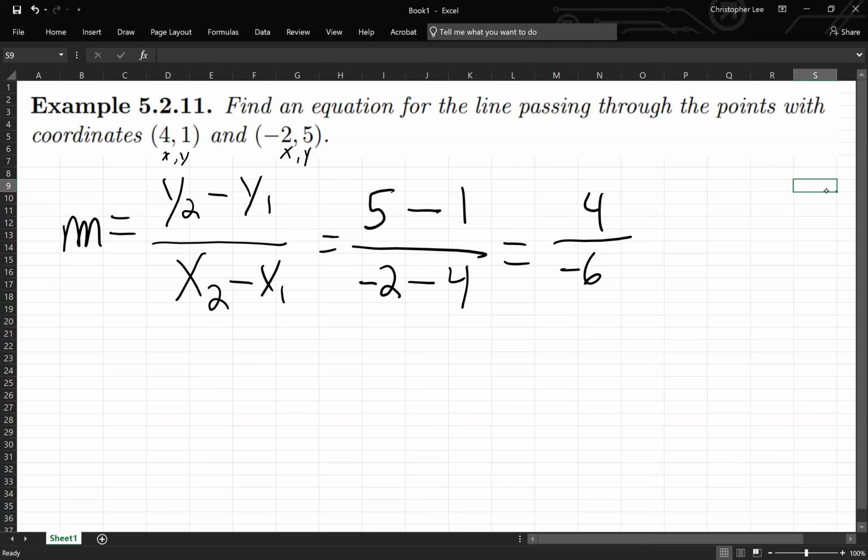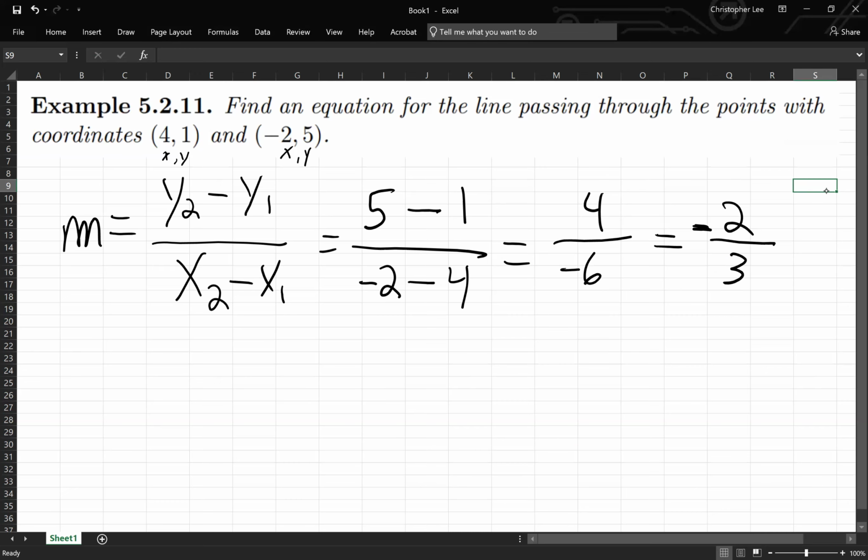Now it's easier in slopes when you reduce it. So 4 over 6, reduce that for me. 2 over 3. Technically negative 2/3. All right, so that's my slope.